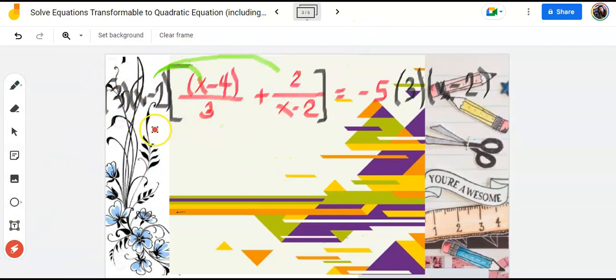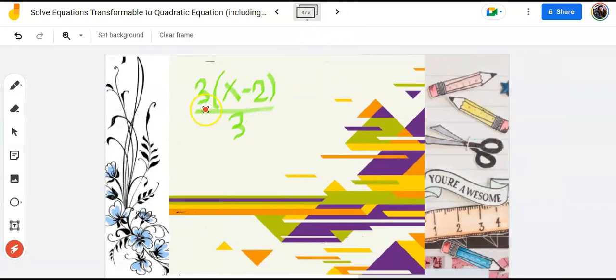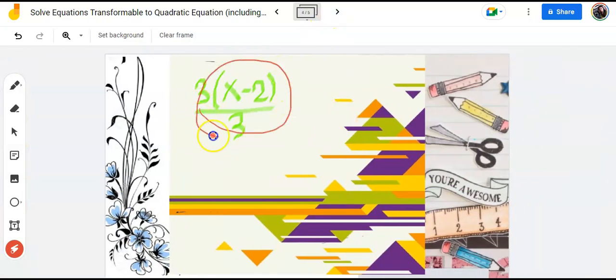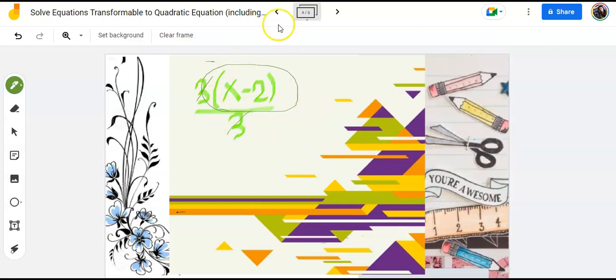So let's start with the first multiplication sentence. The LCD times the first fractional term x minus 4 over 3. So atong buhaton, i-divide ang LCD by the denominator. So we have this division sentence here. Yes, you're correct. We have 3 in the numerator and 3 in the denominator, so ma-cancel out na siya. Ang nahibilin, x minus 2.